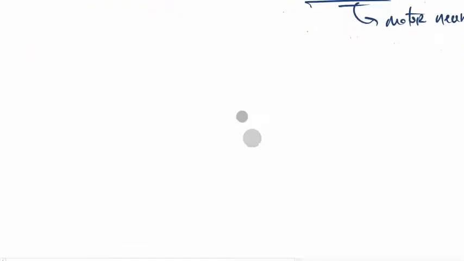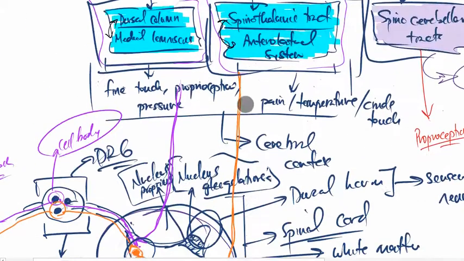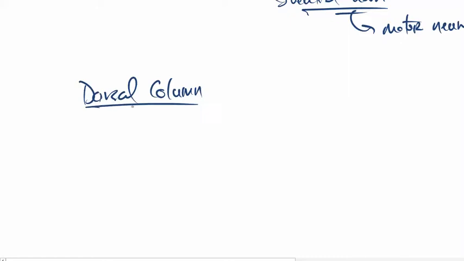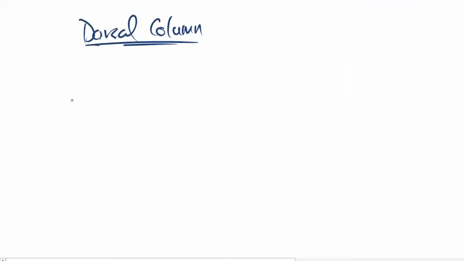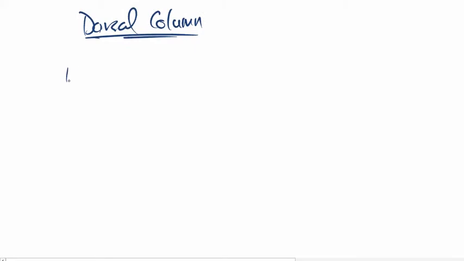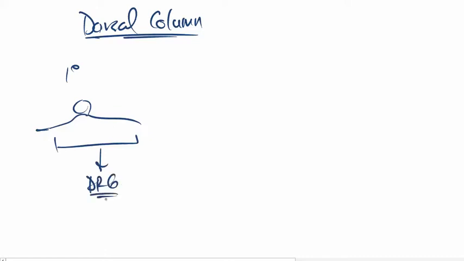All right, so maybe going in a little bit more detail, starting off with the dorsal column. When we're looking at the primary neuron, we just said it's going to be in the dorsal root ganglion. So we have the receptors for this.